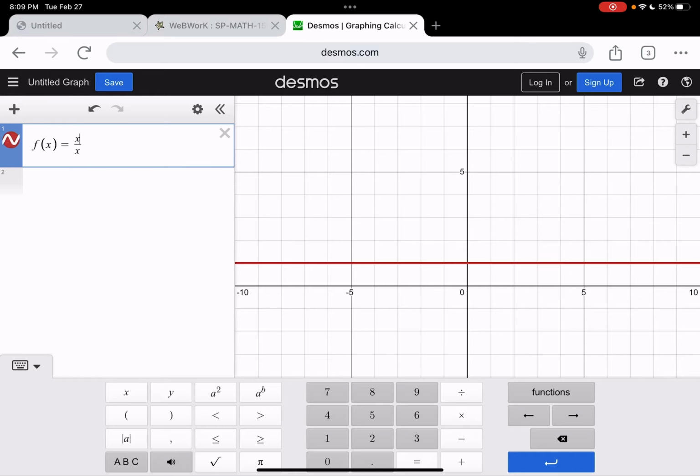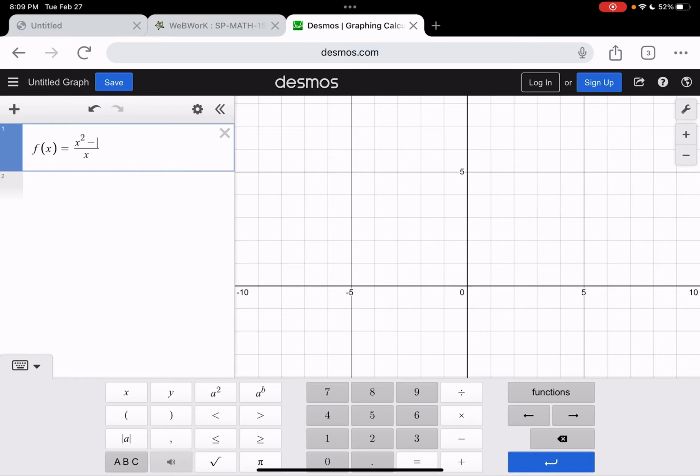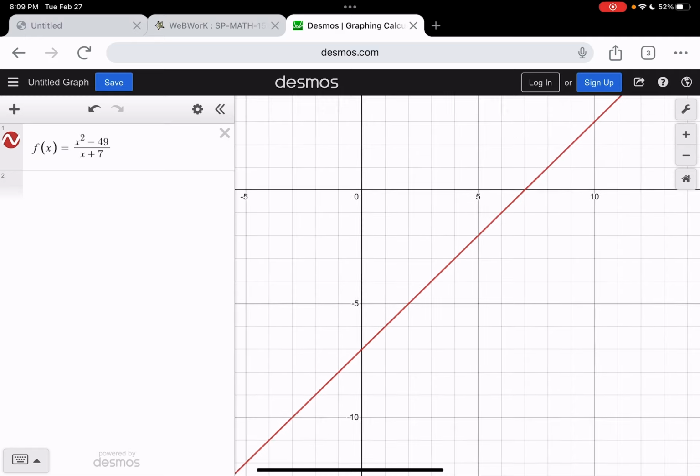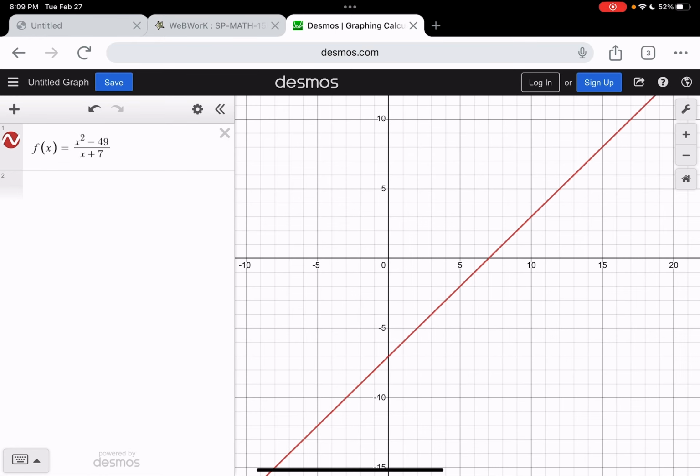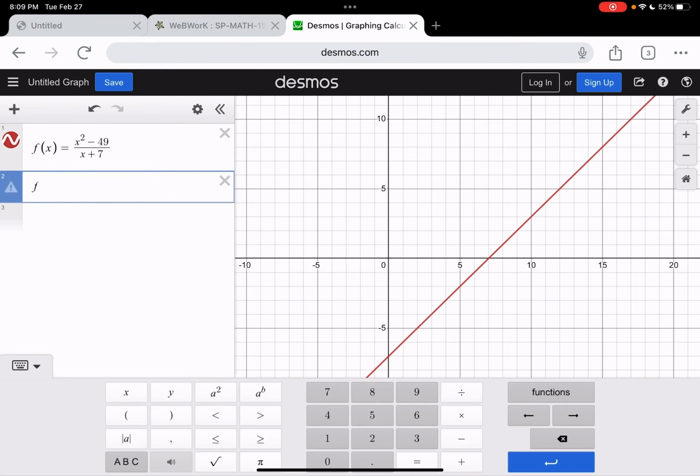X squared minus 49 divided by x plus 7. All right. So, is that what you thought it would look like? Guess not. Most people are pretty surprised by it. Oh, we already have f of x. What is f at -7? Oh, it's undefined. That's right.